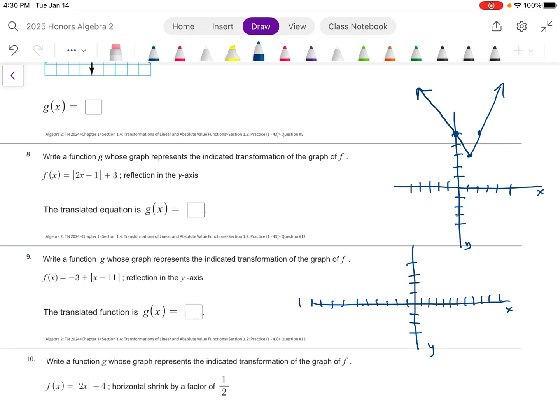And so now we have to think about, they want us to reflect over the y-axis. So that means I've got to take this vertex and move it over the y-axis, which means instead of it being at 1, 3, it's going to be at negative 1, 3. So now what I can do is, the y part, the up and down, didn't change. I just have to change it to be absolute value of 2x plus 1, and then plus 3 at the end. That is what I need to go through and do.